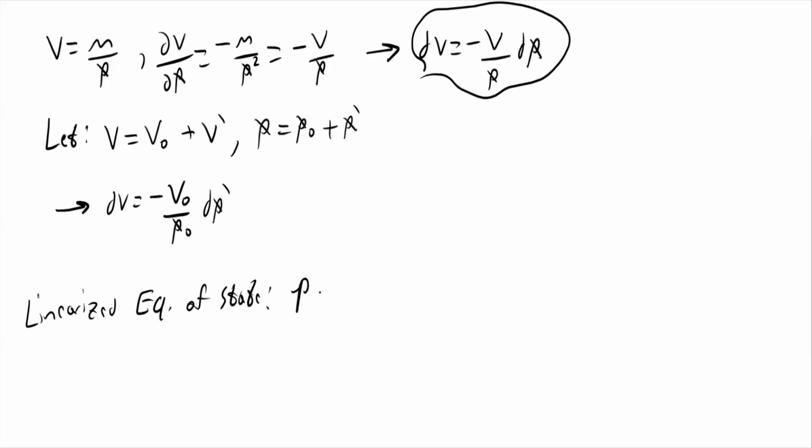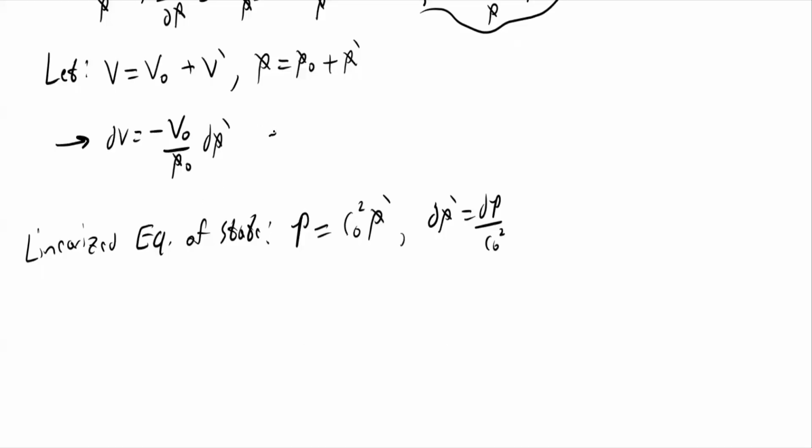Which says that your perturbation pressure is equal to the small signal sound speed squared times your perturbation density, which can be rearranged. If you take the differential, you find d rho prime is equal to dp over c naught squared. I've linearized this equation up here because I want to obtain dV in terms of dP.